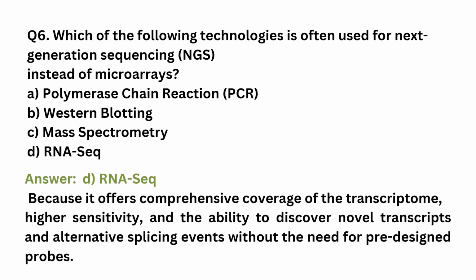So the answer is RNA sequencing, because it offers comprehensive coverage of the transcriptome, higher sensitivity, and the ability to discover novel transcripts and alternative splicing events without the need for pre-designed probes. So you don't need any complementary RNA probes to get the data. Measurement done. So that's a nice method to discover novel transcripts.